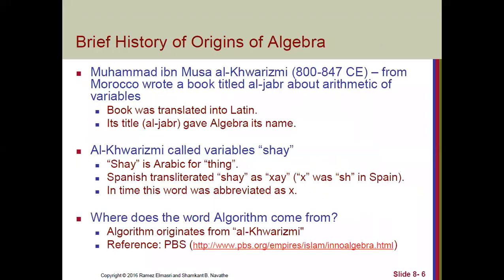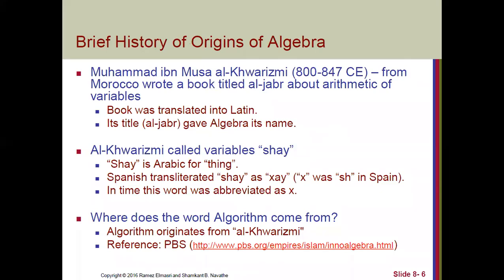A brief history of algebra, or the origin of algebra. Algebra itself was first introduced by Muhammad ibn Musa al-Khwarizmi, about 800 to 847 CE, from Morocco, who wrote a book titled Al-Jabr, about the arithmetic of variables.